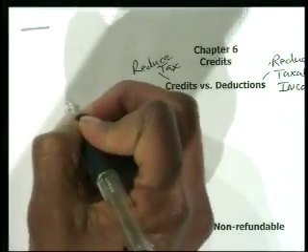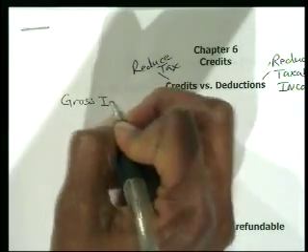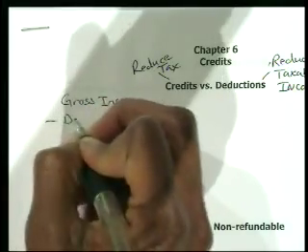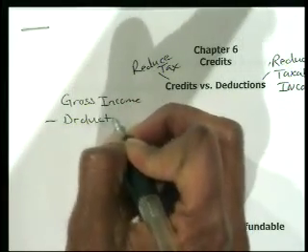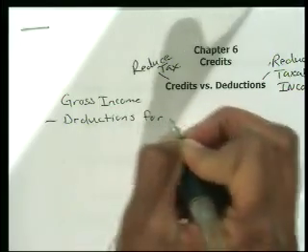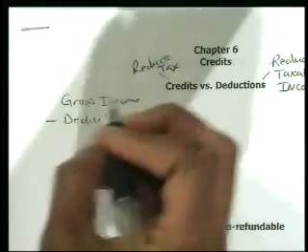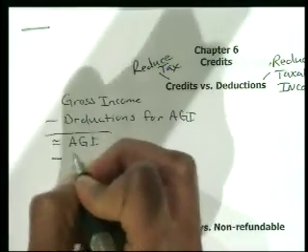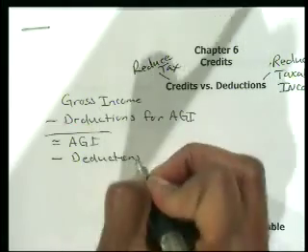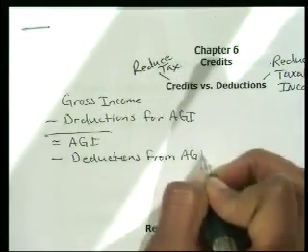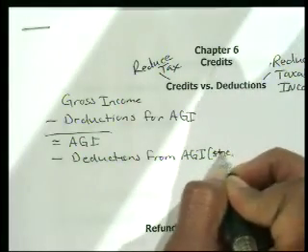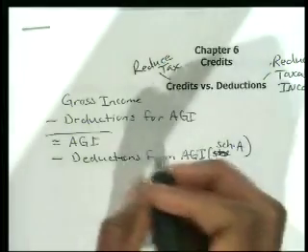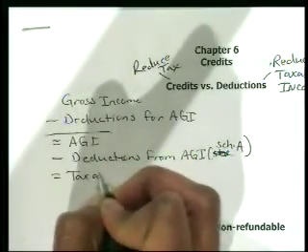Let's also do a quick review of the tax calculation. Remember, we start off with your gross income, or total income, minus deductions for AGI, also called above the line. And that gets you your AGI. Then minus deductions from AGI, and that's going to be your Schedule A. And then that equals your taxable income.